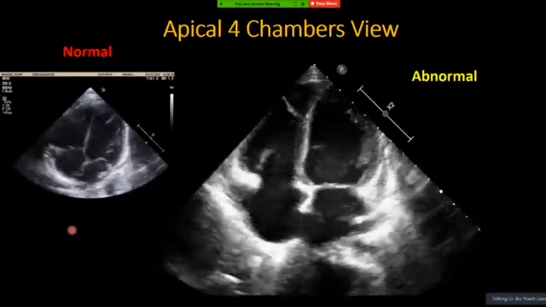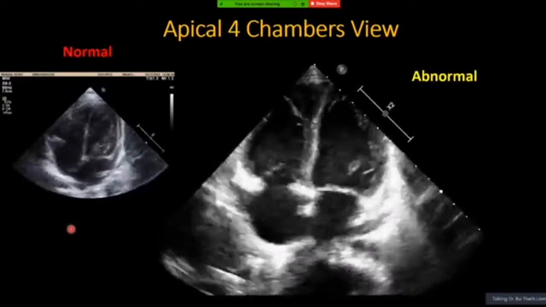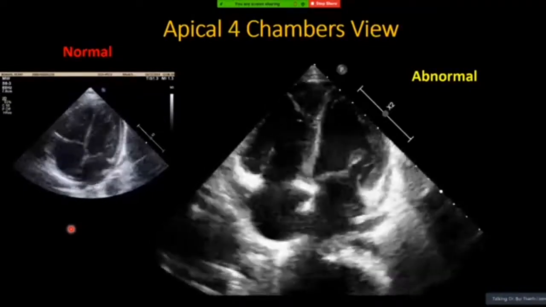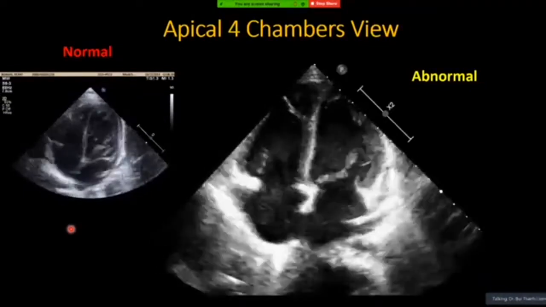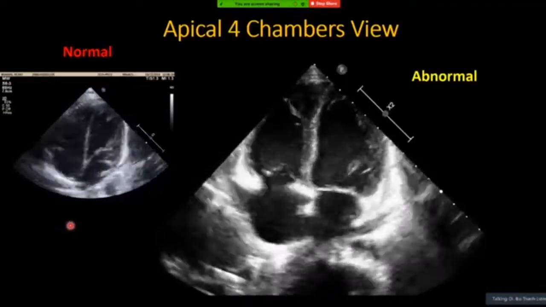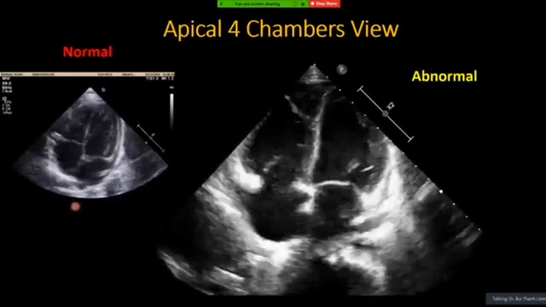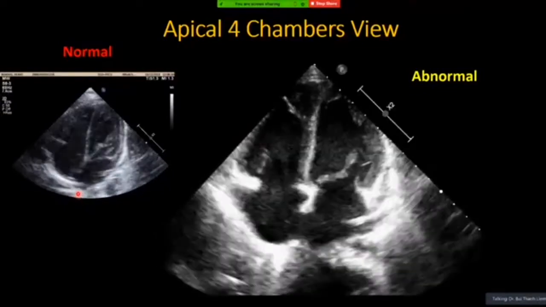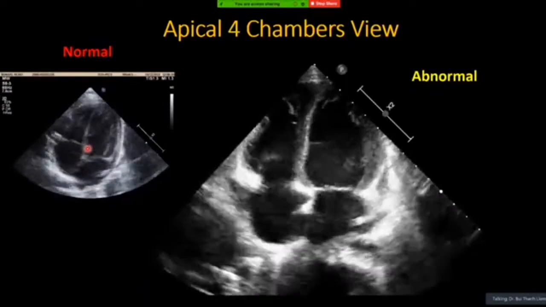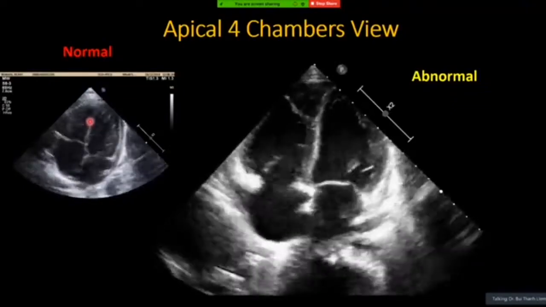Dr. Sơn has a comment. Dr. Sơn thinks maybe the pressure of the right ventricle is higher than the left ventricle pressure, so the ventricular septal defect shifts to the left side, and Dr. Sơn thinks there is an abnormal mitral valve. Yeah.